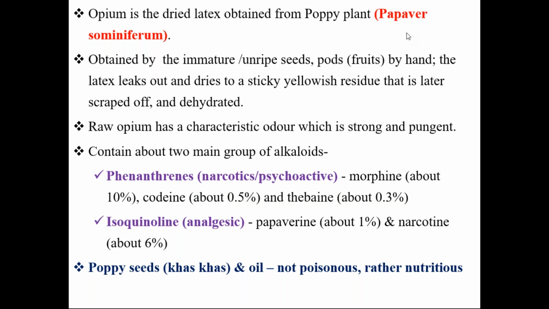Poppy seeds, which we call cuscus, are also used in routine food preparations, and the oil is also used, which is nutritious and not poisonous.